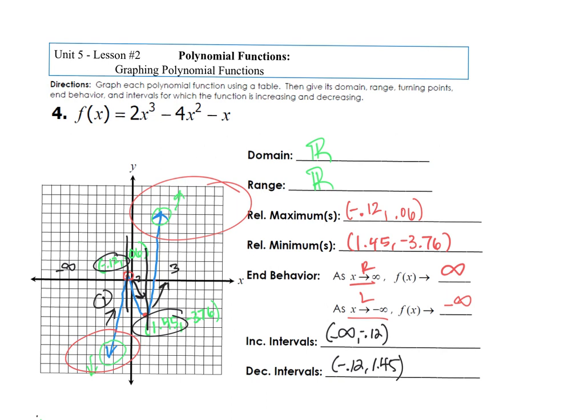And then in my third section, we're from left to right going up again, and for which x values? From 1.45 to the right forever, which is infinity.